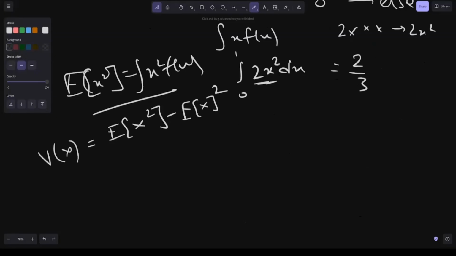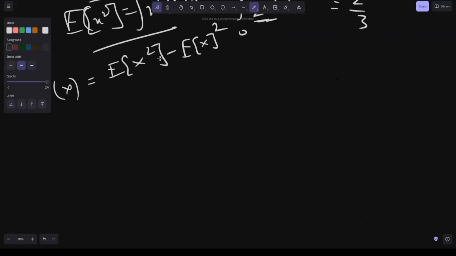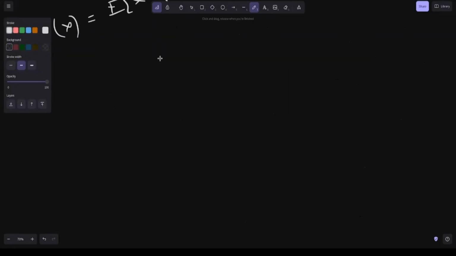I think I skipped this earlier. Standard deviation is nothing but the root of variance of X, but I think I had skipped that before, so I just mentioned it right now. Now we will talk about some good continuous random variables which you have in the syllabus.